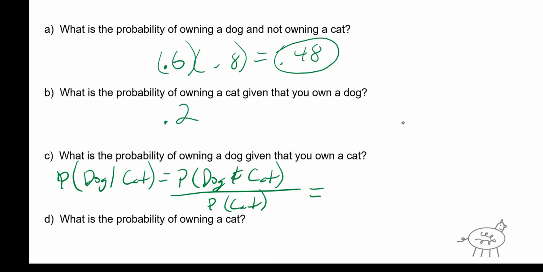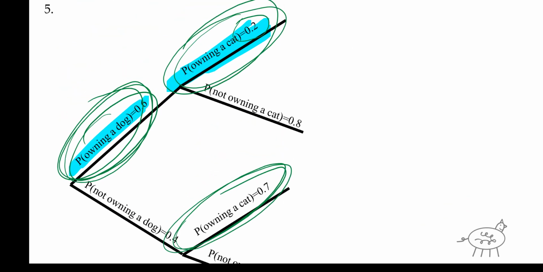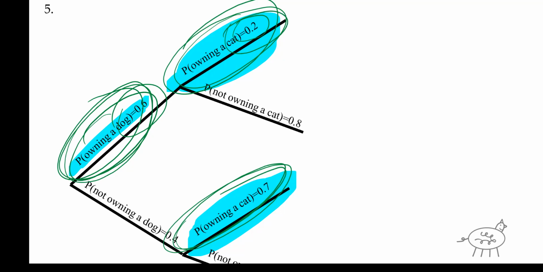So 0.6 times 0.2 divided by the probability of owning a cat. Well, that was a little tricky because you either own a dog and a cat or not own a dog and a cat. It's one of these two, this one or this one. So it's two different probabilities here. It's 0.6 times 0.2. So 0.6 times 0.2. Or, that's why it's plus, I'm not owning a dog, 0.4 times 0.7.